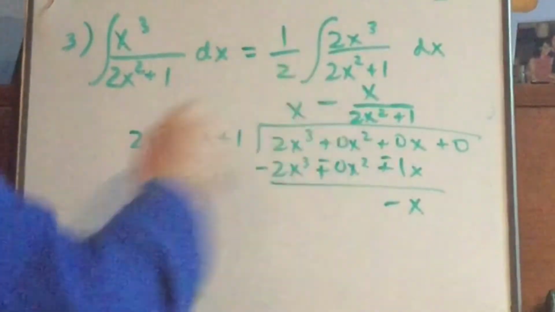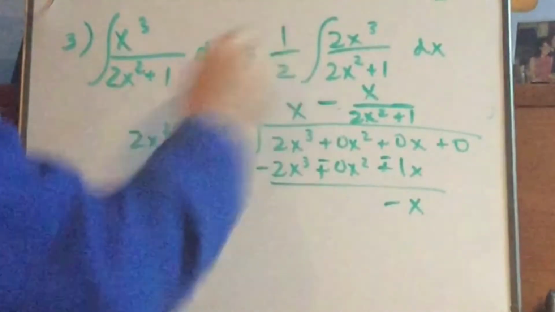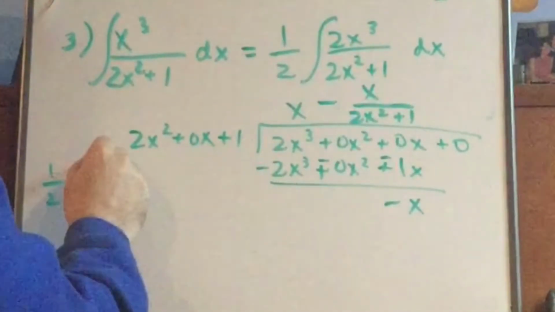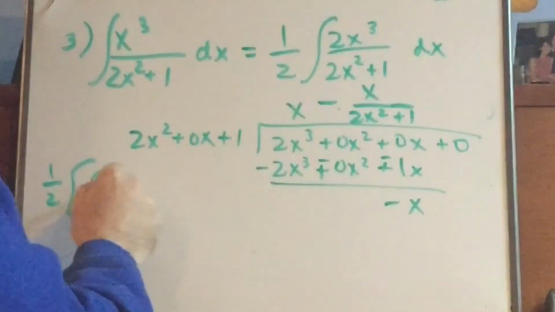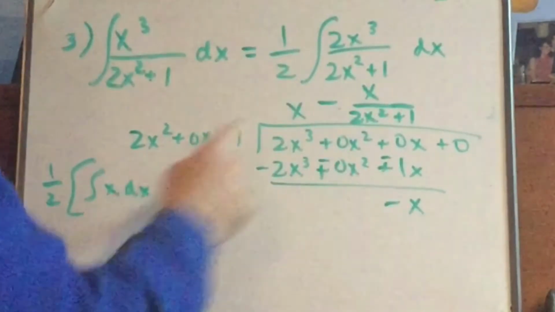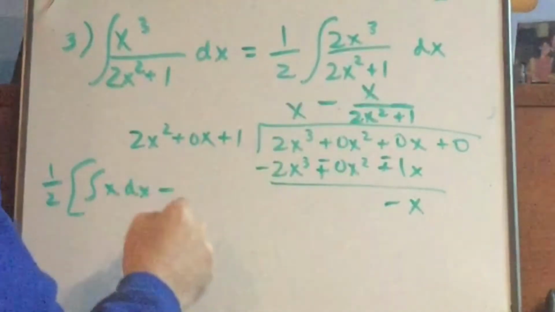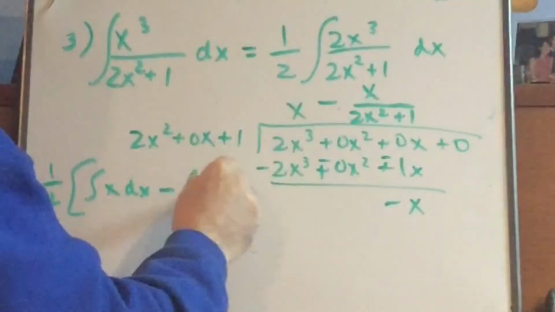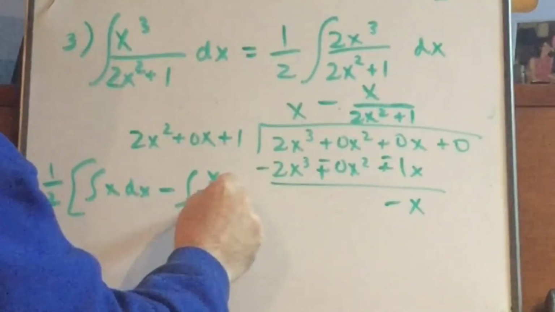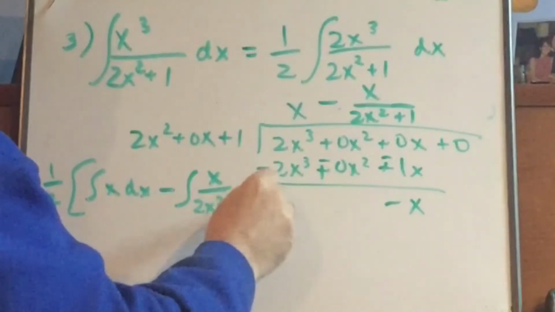I now rewrite my integral as, and don't forget about the 1/2, so we have 1/2, the integral of x dx, that's the first part, minus the integral of x over 2x squared plus 1 dx.